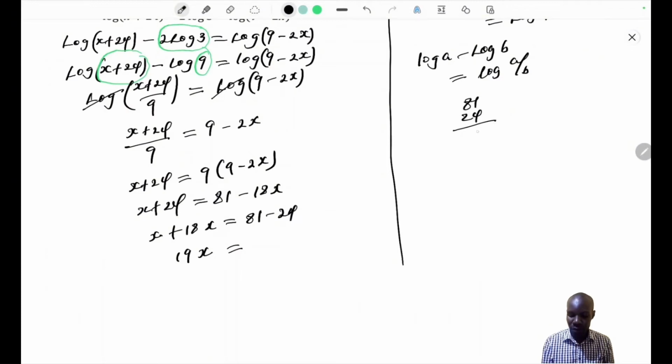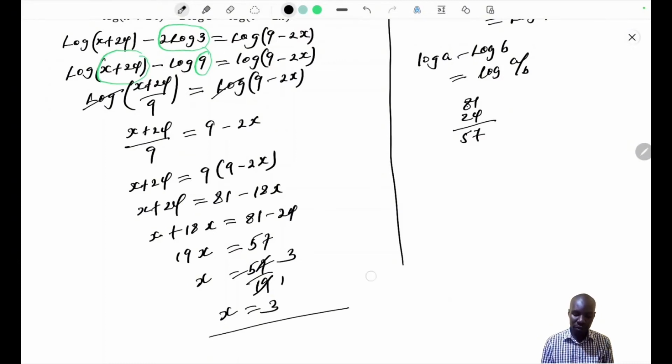81 minus 24 will give us 57. So x alone will equal 57 divided by 19. So x will give us 3, because 19 goes into 57 three times. So x is 3, and that is the answer for that.